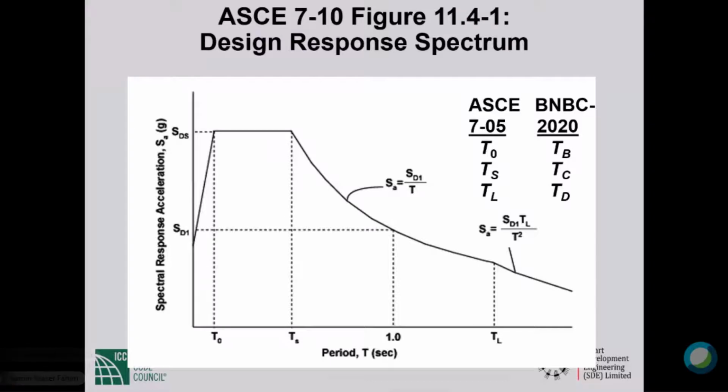Okay, if you compare the AC 705 spectrum with the BNBC spectrum, apart from the fact that one is design spectrum, another is MCE, the transition periods I told you verbally are as shown here. So what is T sub 0 of AC 705 is T sub B of BNBC, T sub S is T sub C, T sub L is T sub D.